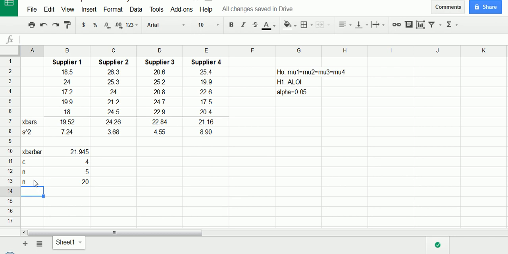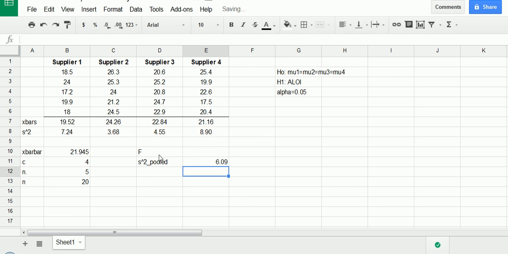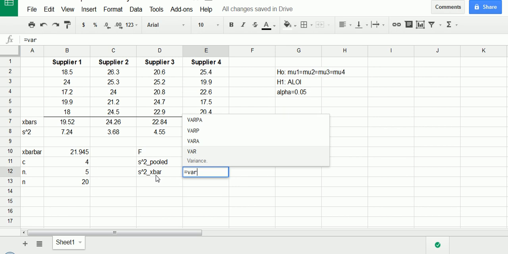Okay, and now I think we can get to the formulas for calculating the F-test statistic. So let me leave that there for now. Let me get the components here. I need to get s squared underscore pooled. That's my way of writing the pooled variance, without spending too much time on getting the notation perfect. So what this is doing is pooling the variances. We're going to pool them by averaging them. And s squared underscore x bar is the variance of the x bars. So here, VAR.S.